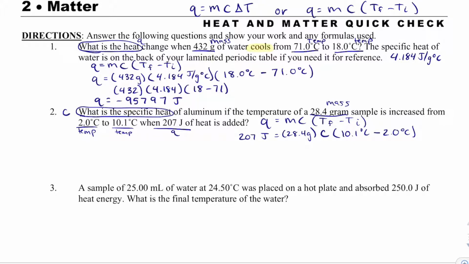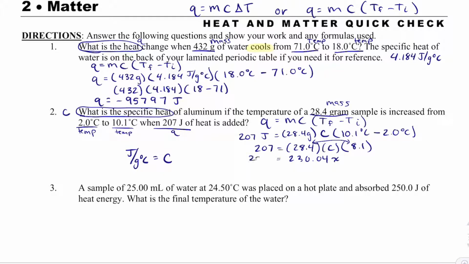So let me walk through the math of this. First thing I'm going to do is ignore units. I know that specific heat is in joules per gram degrees Celsius, so whatever number I get here should be in those units if I do my math correctly. So we have 207 equals 28.4 times C, or call that X, and then 10.1 minus 2, that's going to be 8.1. I'm going to multiply these two numbers, 28.4 times 8.1, and I get 230.04.